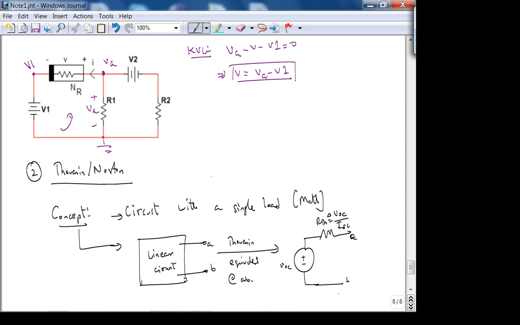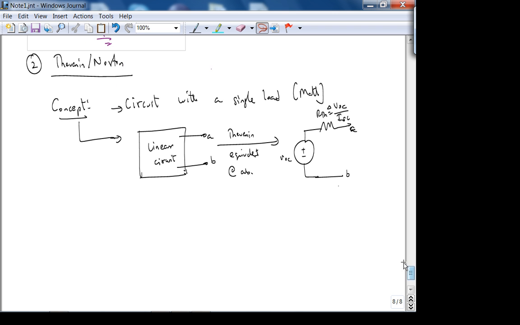So this linear circuit can have like 1,000 resistors, voltage sources, current sources, as long as they are linear. This is the equivalent. That entire circuit can be replaced by this. But why? That's the conceptual part. Why does this work? The key word is linear. So when I say linear, what's the picture that comes in your head? A line. How many points do you need to describe a straight line? Two. So you need 2 points to describe a straight line.